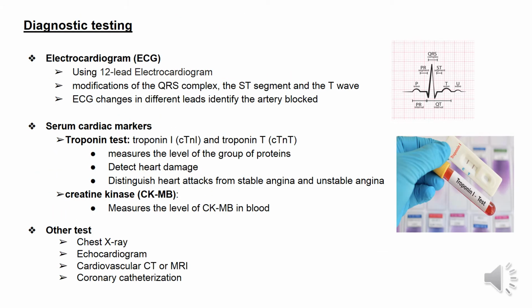For patients who have cardiac chest pain, the key tests used to determine if they have UA or MI are the electrocardiogram and cardiac markers. The 12-lead ECG is the first tool to distinguish between UA, STEMI, and NSTEMI by looking for modifications of the QRS complex, the ST segment, and the T wave.